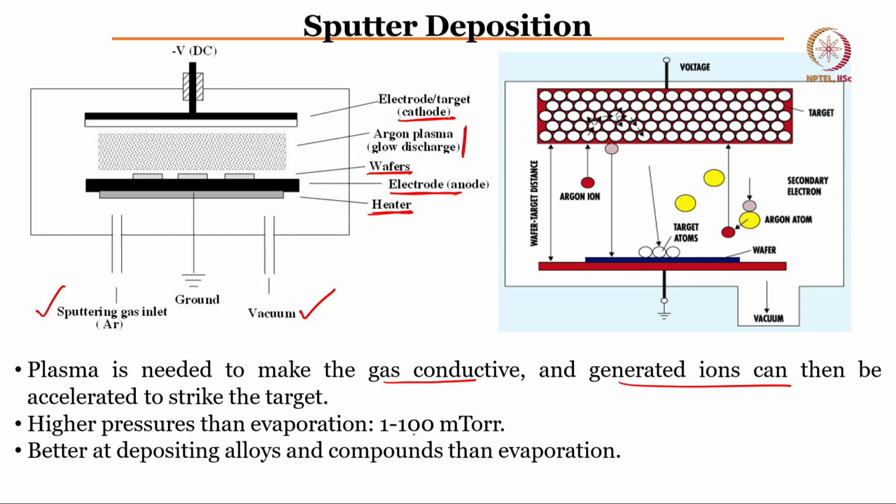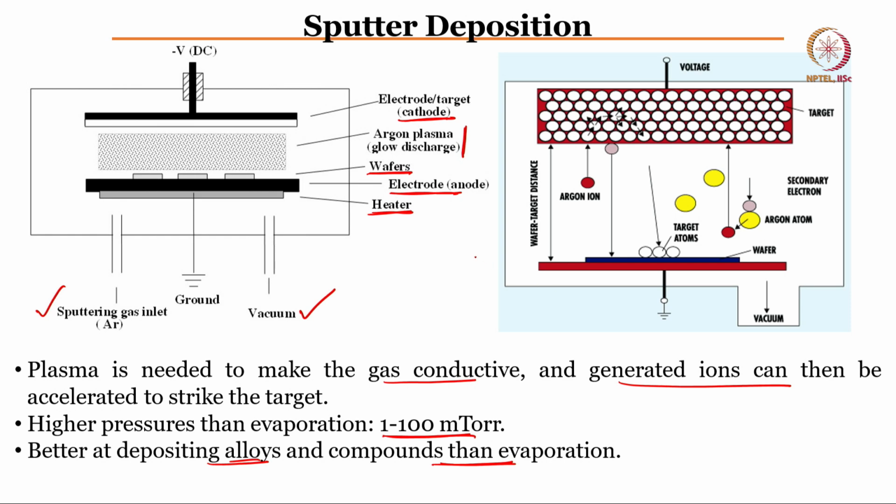High pressures compared to evaporation, about 1 to 100 millitorr, and it is better at deposition of alloys and compounds than evaporation. So, if there is an alloy, we have discussed this also in E-beam and thermal, that depositing an alloy becomes difficult. It is very difficult in case of thermal or E-beam. In case of sputtering, using reactive sputtering, we can do that comparatively easily.